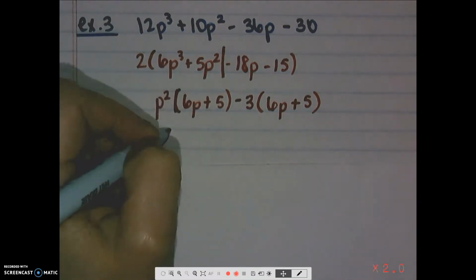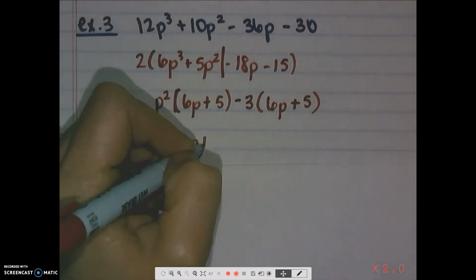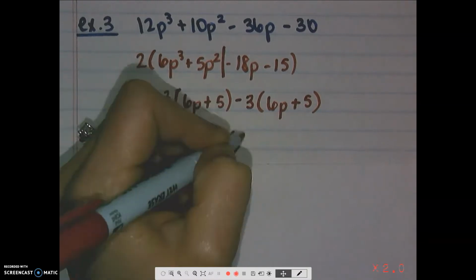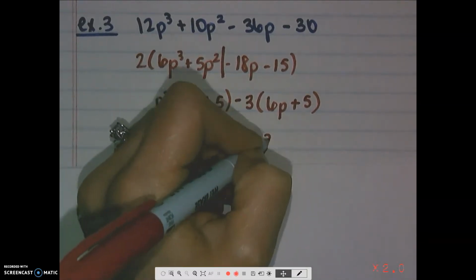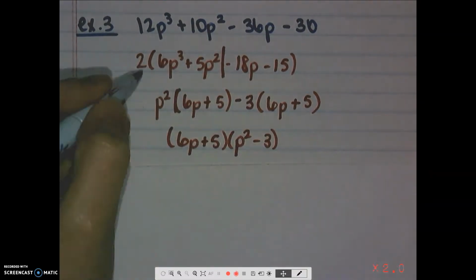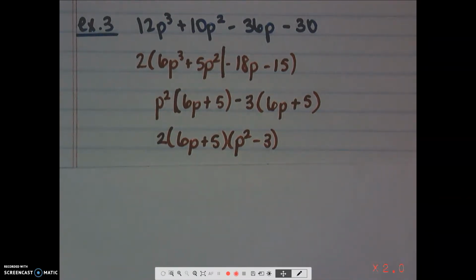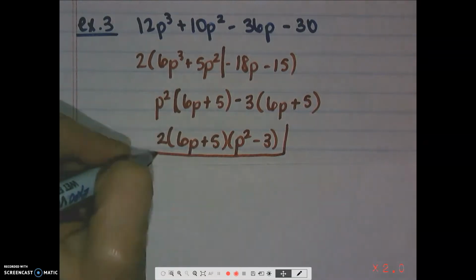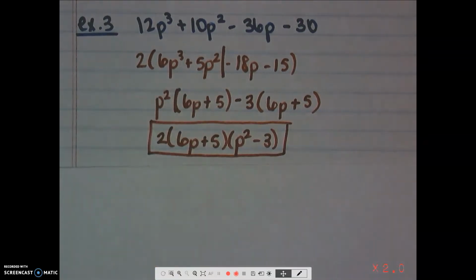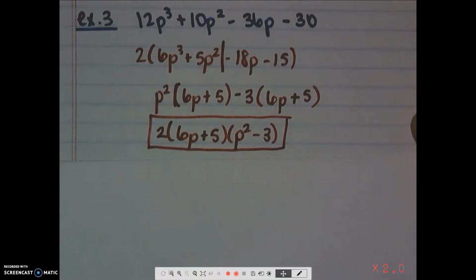So our parentheses are the same, so we're going to write that once. The GCF pieces from our 4 terms will go next, and then this 2 we have to make sure we write out front. And that is our answer for that question. Okay, don't forget to carry that 2 down.